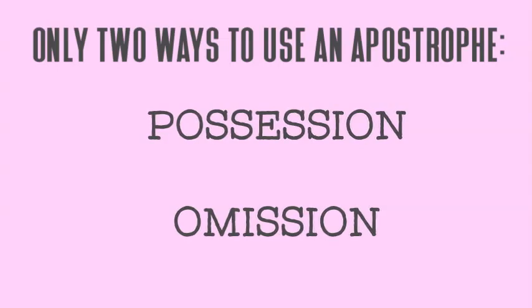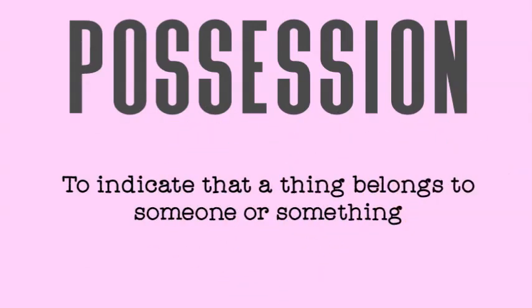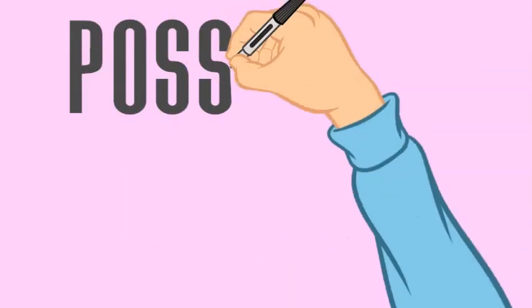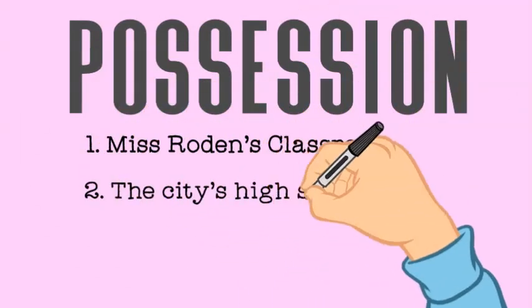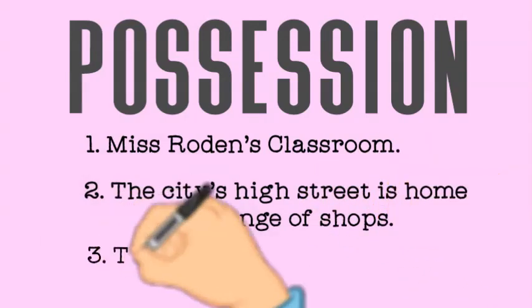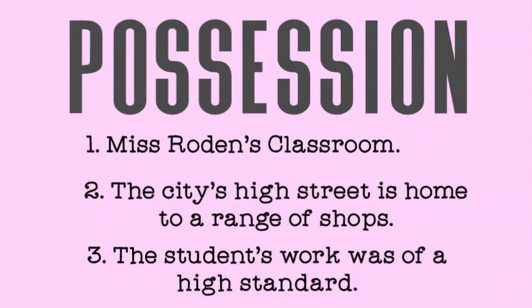Let's look at possession. To indicate that something belongs to someone or something, we use an apostrophe. Example 1. Miss Roden's classroom. The apostrophe comes before the S in this sentence to show that the classroom belongs to me. Example 2. The city's high street is home to a range of shops. Again, the apostrophe is added before the S to show that the high street belongs to the city. Example 3. The student's work was of a high standard. Once again, the apostrophe is present before the S to show that the work of a particular student was very good.